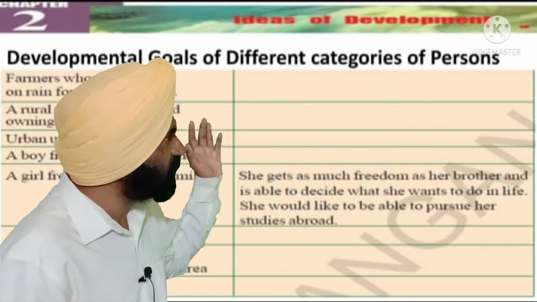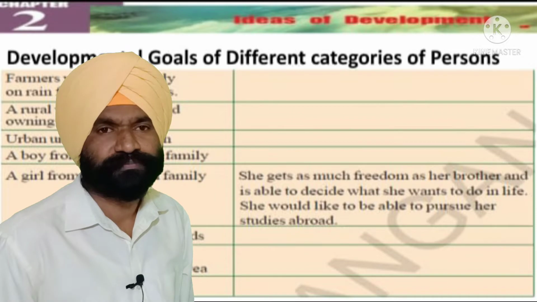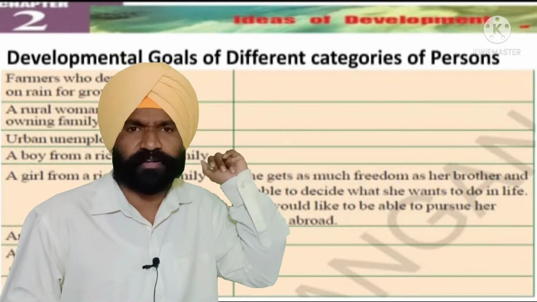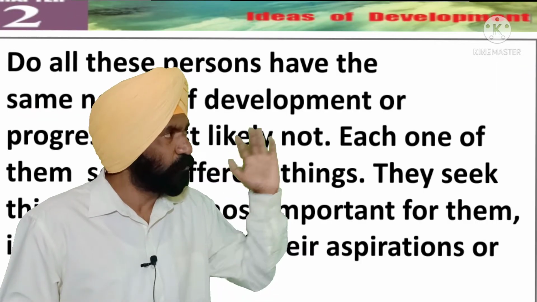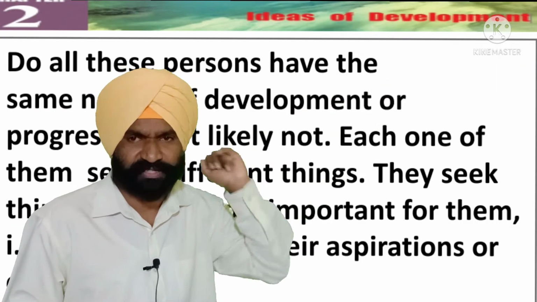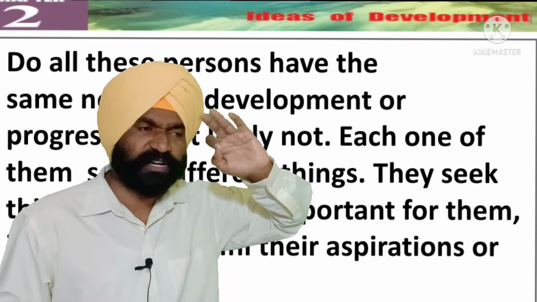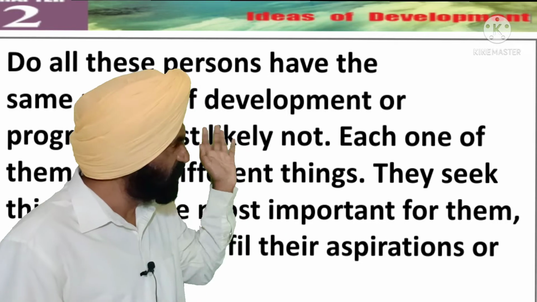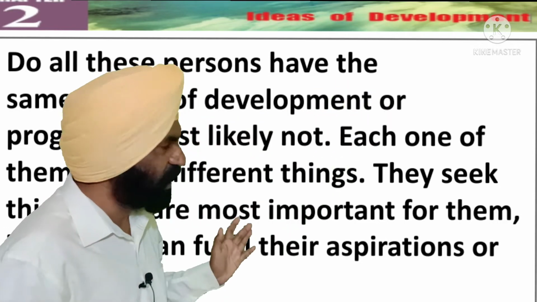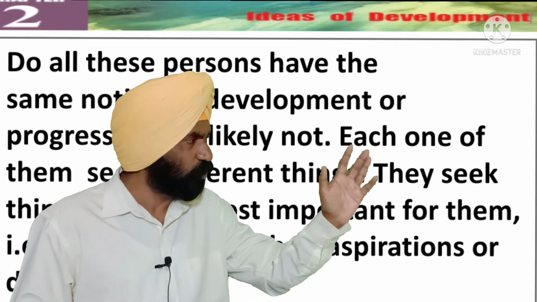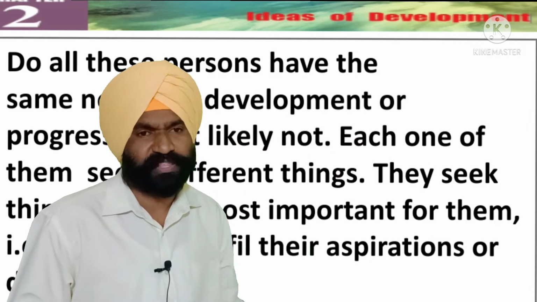Now, do all these people have the same notion of development or progress? No, most likely not. Each one has a different idea of development. Most probably they seek different things. They seek only those things which are most important for them, that is, which can fulfill their aspirations or desires. In fact, at times, two persons or groups of persons may seek things which are even conflicting.